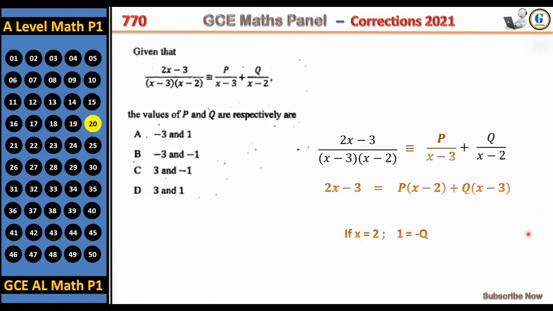Now, if x is equal to 2, we'll have 2 minus 3, which is minus 1, to be equal to... this one will be 0. And here we have 4 minus 3, which is 1, and here minus Q. So finally, our Q will be equal to minus 1. Now, when x is equal to 3, this term will cancel out, disappear. And we'll have 2 times 3, 6 minus 3, which is 3, and our P will be equal to 3. So P and Q are respectively 3 and minus 1.